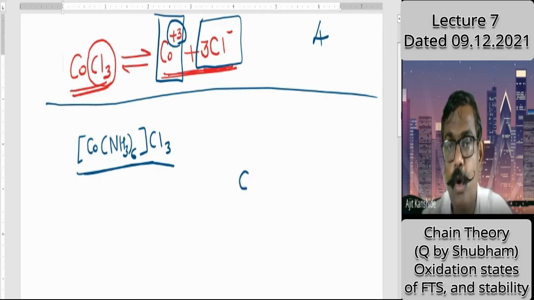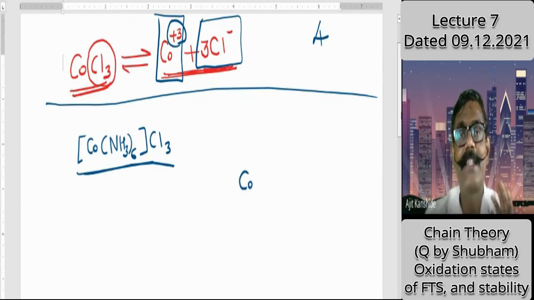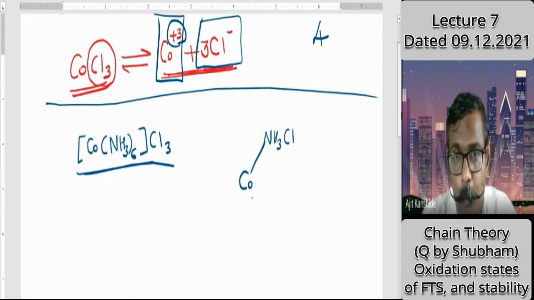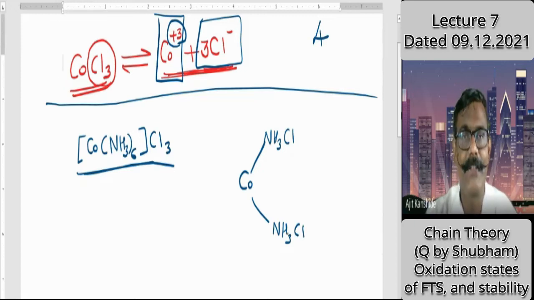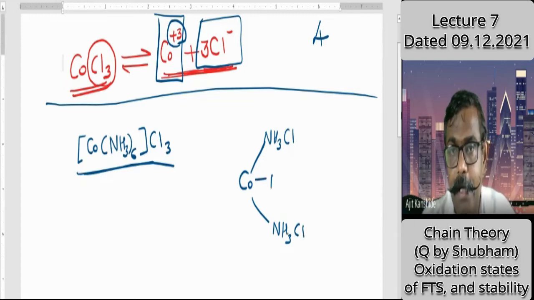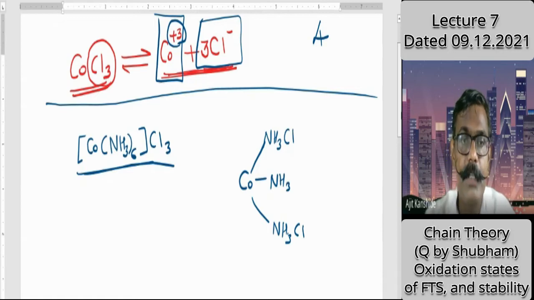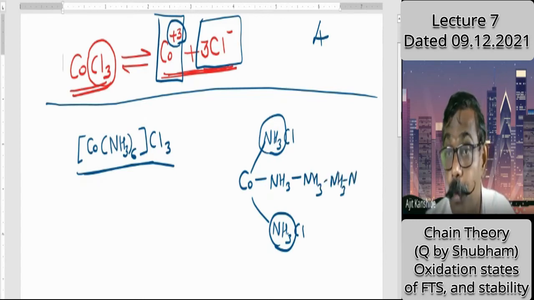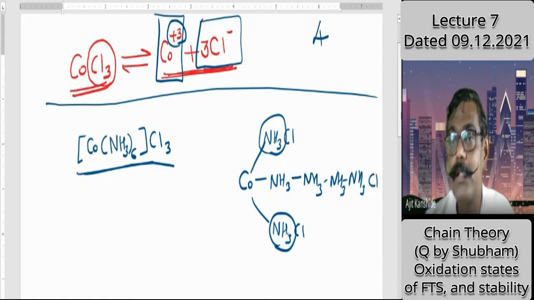Chain theory says cobalt +3 is there at the center, and this cobalt +3 is bound to one NH3 and one Cl-. Cobalt +3 is bound to a further NH3 and Cl-. And one more chloride is there, bound to NH3. But how many NH3 are there? Total 6 NH3 are there. So to explain those 6 NH3, one already considered, second already considered, so one NH3, second NH3, third NH3, fourth NH3, and then they were considering Cl.